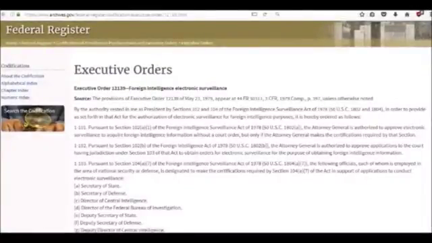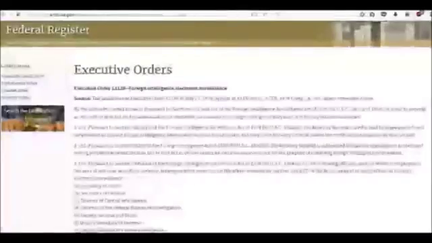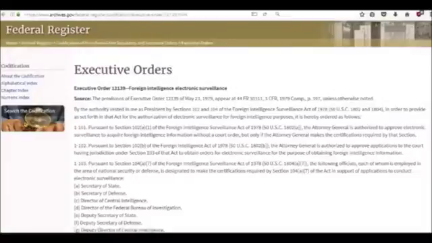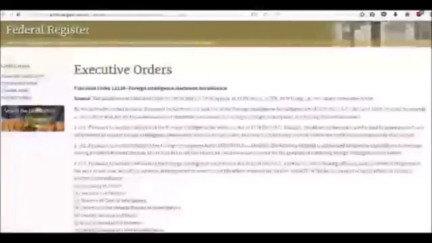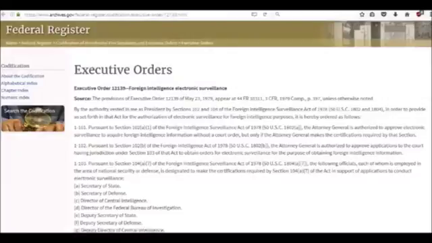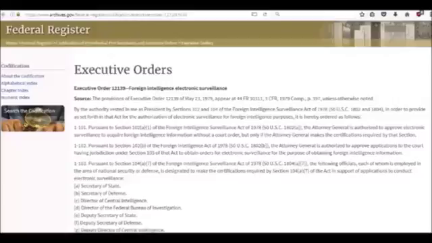1-103. Pursuant to Section 104A(7) of the Foreign Intelligence Surveillance Act of 1978, the following officials, each of whom is employed in the area of national security or defense, is designated to make the certifications required by Section 104A(7) of the Act in support of applications to conduct electronic surveillance. A. Secretary of State. B. Secretary of Defense. C. Director of Central Intelligence. D. Director of the Federal Bureau of Investigation. E. Deputy Secretary of State. F. Deputy Secretary of Defense. G. Deputy Director of Central Intelligence.